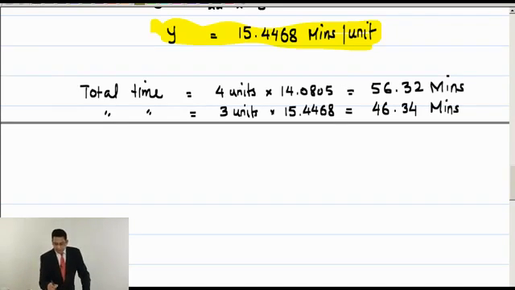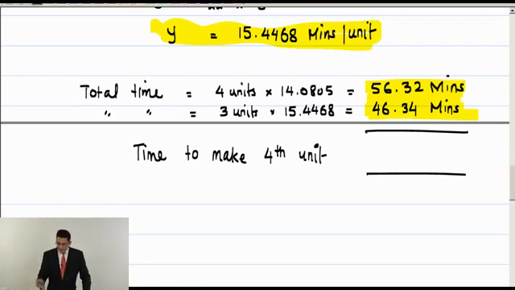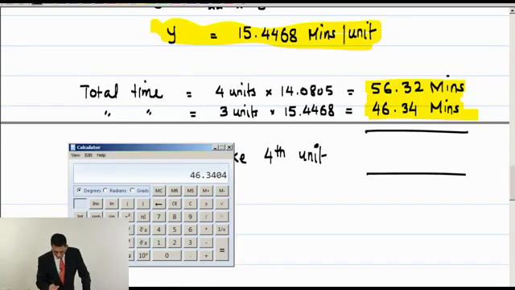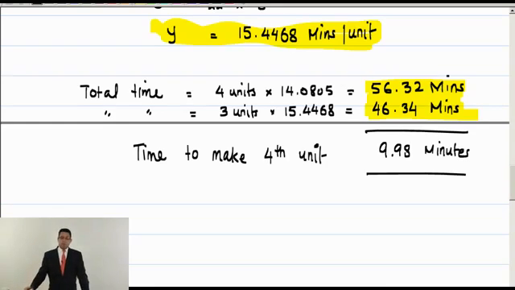Okay, and the last step is the time gap between the total of 4 units and the total of 3 units will give us the time to make the 4th unit, and that comes approximately 10 minutes, or you can make it a more specific answer as 9.98 minutes. So the 4th unit will take approximately 9.98 or rounded off 10 minutes. This is how we apply the formula.